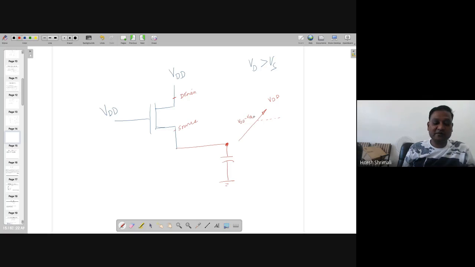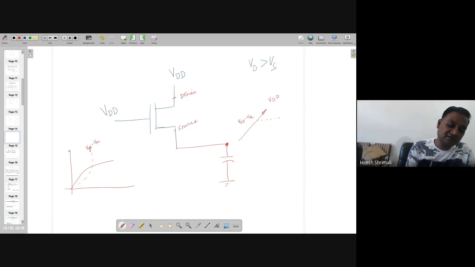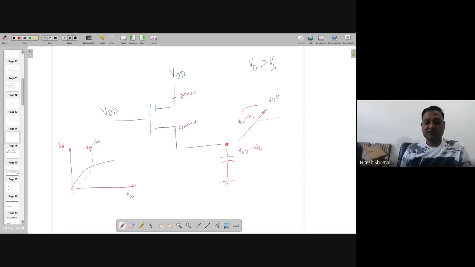So as per the following equation and the characteristic, which is VGS minus VTH, and here ID versus VDS, if I'm going beyond VDD minus VTH, my transistor will be turned off. If I'm going beyond VDD minus VTH. So this source has to be at VDD minus VTH just to make sure that this is in turn on condition.